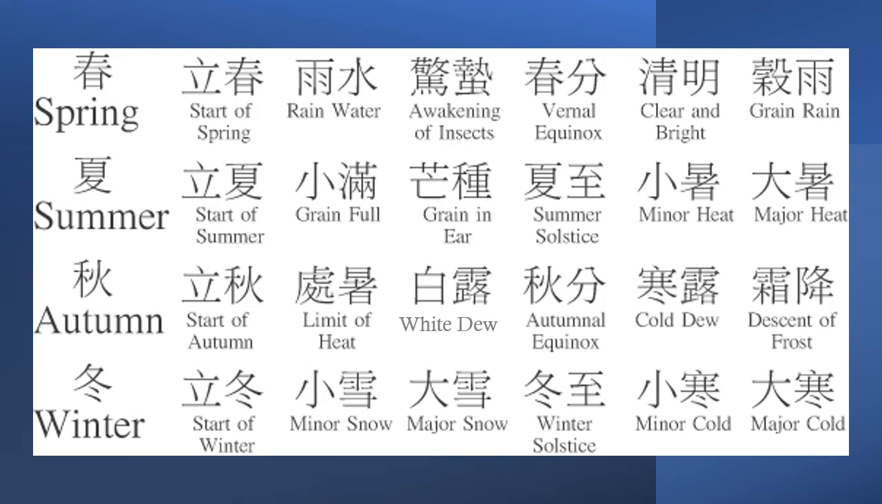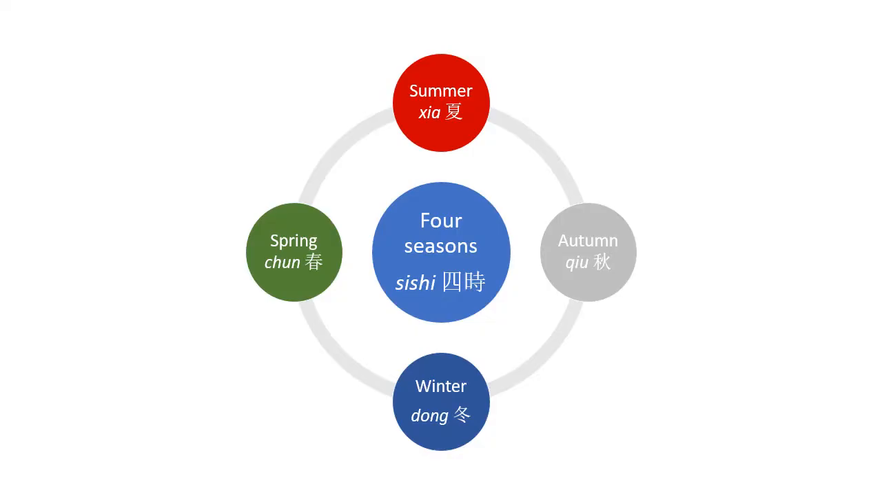The first solar node of the season says start of whatever that season is. Then there's two in between, and then afterwards there's one that relates to either the equinox or the solstice, and there's another two after that. And here are the characters for the 4 seasons. In the centre it says 4 seasons, ershisi, and then we've got springtime chun, summer xia, autumn qiu, and winter dong.